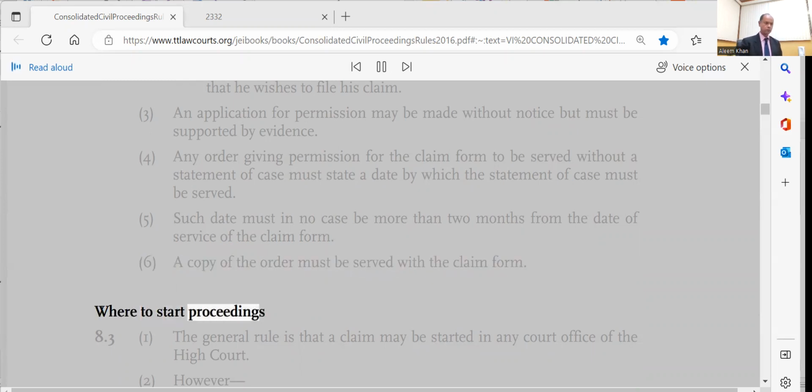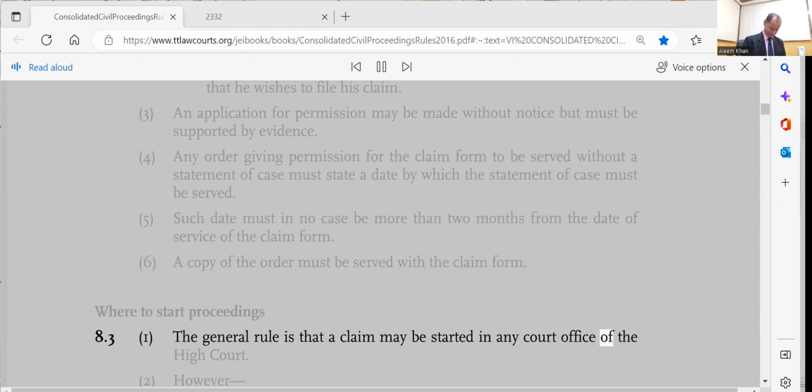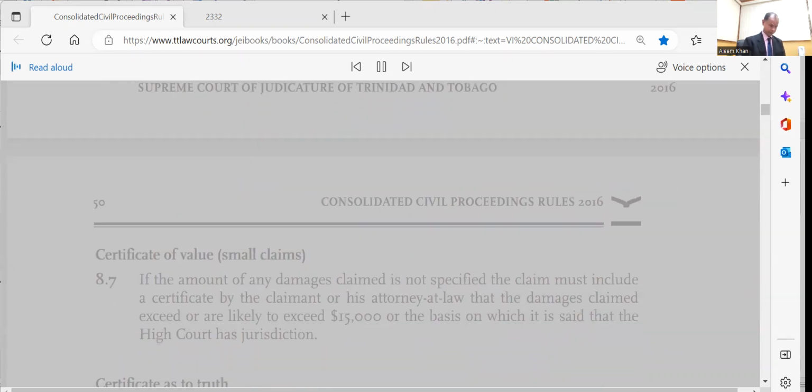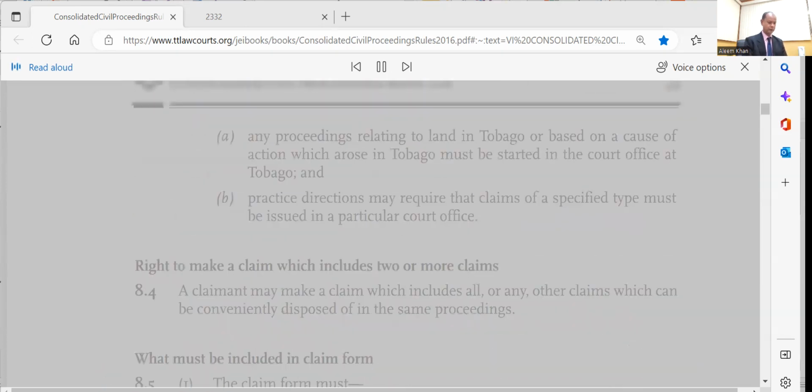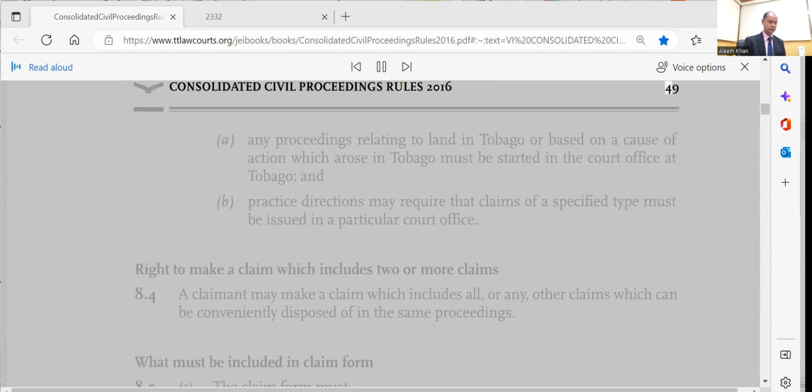Where to start proceedings. 8.3. 1. The general rule is that a claim may be started in any court office of the High Court. 2. However, a. any proceedings relating to land in Tobago or based on a cause of action which arose in Tobago must be started in the court office at Tobago, and b. Practice directions may require that claims of a specified type must be issued in a particular court office.